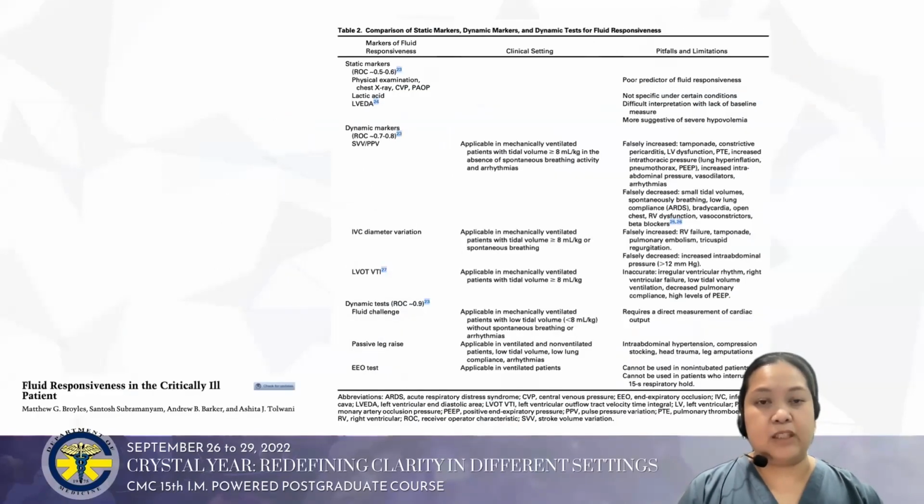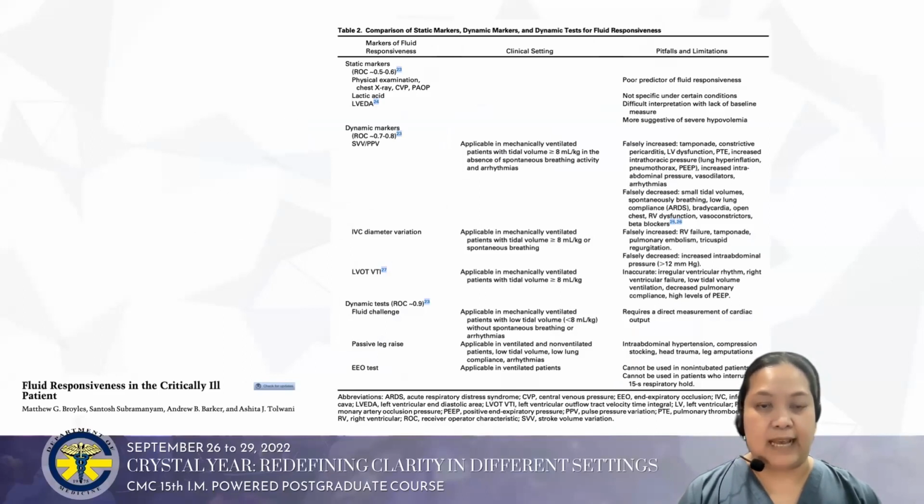In terms of determining fluid responsiveness in critically ill patients, usually we make use of static markers, meaning physical examination, whether you hear rales or not, chest x-rays, whether you find congestion. If you're lucky enough and your facility is capable, you might measure CVP or pulmonary artery occlusive pressure.